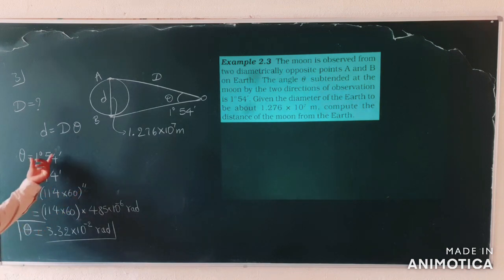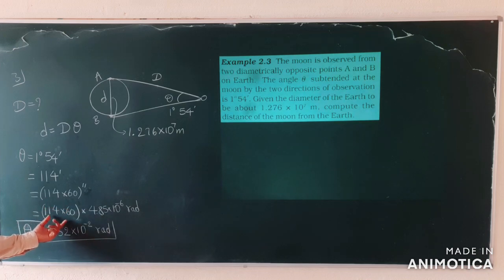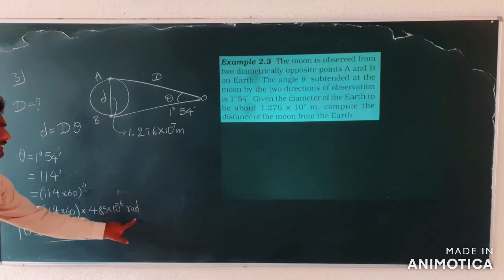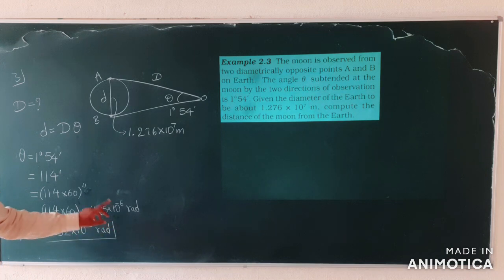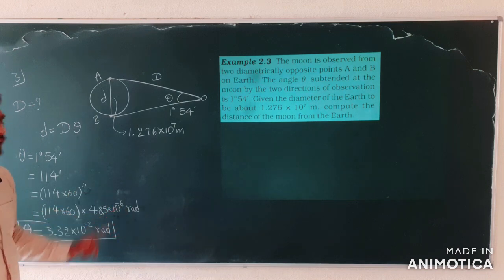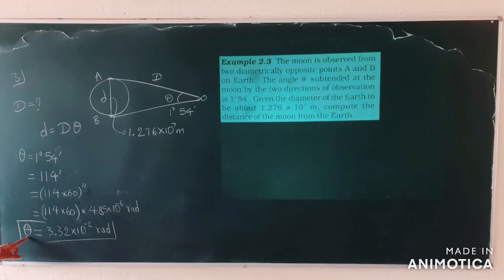So 114 into 60 seconds, the same angle. Next 114 into 60 into 4.85 into 10 to the power of minus 6 radians. This is the conversion factor, 4.85 into 10 to the power of minus 6, for converting angle from seconds to radian. So make use of calculator and you will get theta is equal to 3.32 into 10 to the power of minus 2 radians. Okay, that's it. You have the value of theta now.